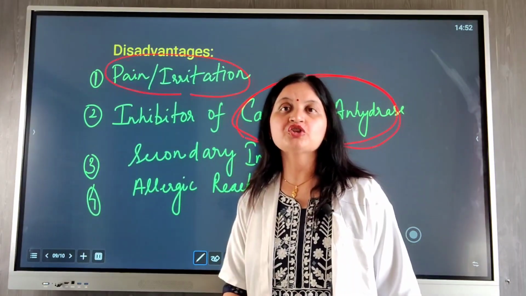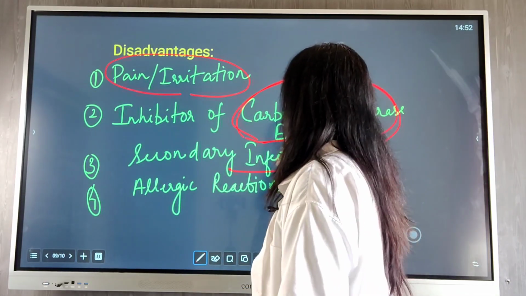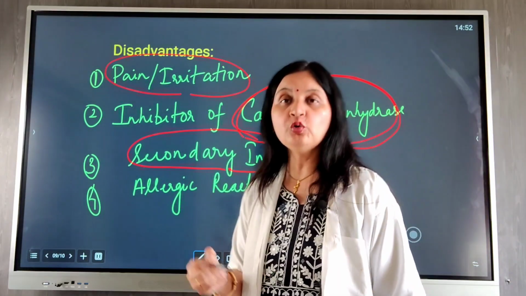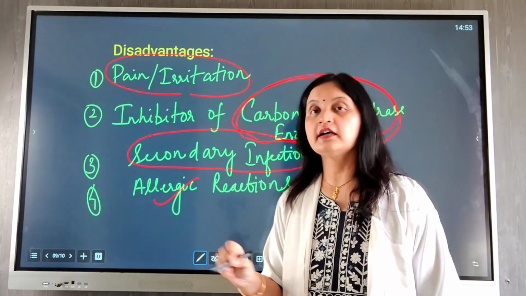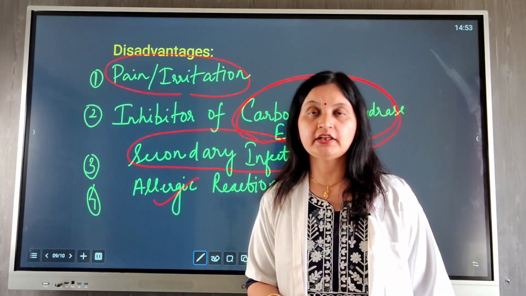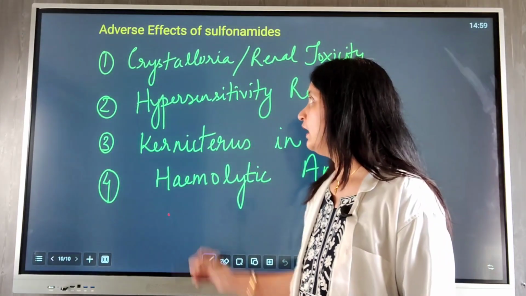The third disadvantage of Mafenide is that long-term use can lead to secondary infections, including fungal infections. Lastly, allergic reactions can occur since it is a sulfonamide derivative. Now let's discuss the adverse effects of sulfonamides.